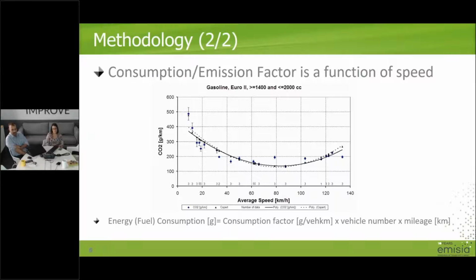So at the end, if you want to calculate the energy consumption, what you do is you multiply this factor by the number of vehicles and the mileage that they drive. So you get, for example, 80 grams per kilometer times the number of vehicles times the mileage driven by those vehicles, and you get the total CO2 emissions or energy consumption.